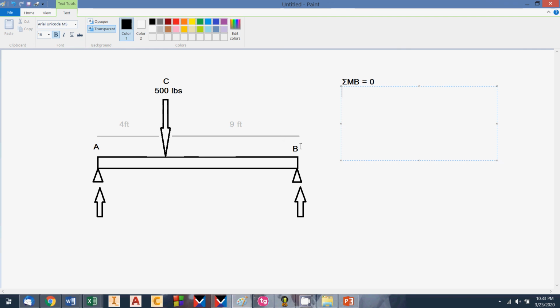So I'm going to take my moments around B. The first thing I see is, of course, our downward force. This downward force is going to cause it to rotate around this way, which is counterclockwise, so that's going to be positive. So my force is 500 times my distance of 9 feet. Then out here, I have a force upward on A, and it's going to rotate this way, which is clockwise, which will be negative. So I'm going to just go ahead and say minus the force on A.